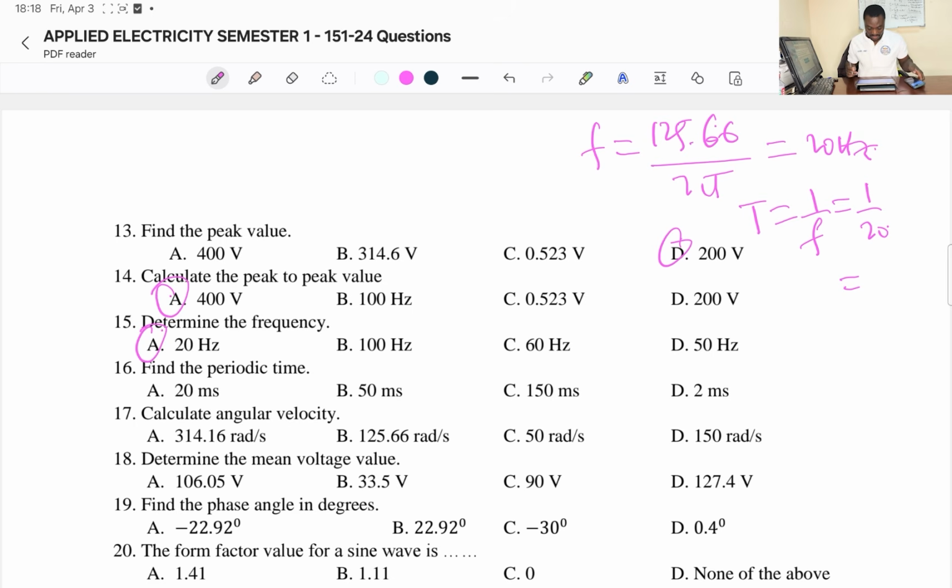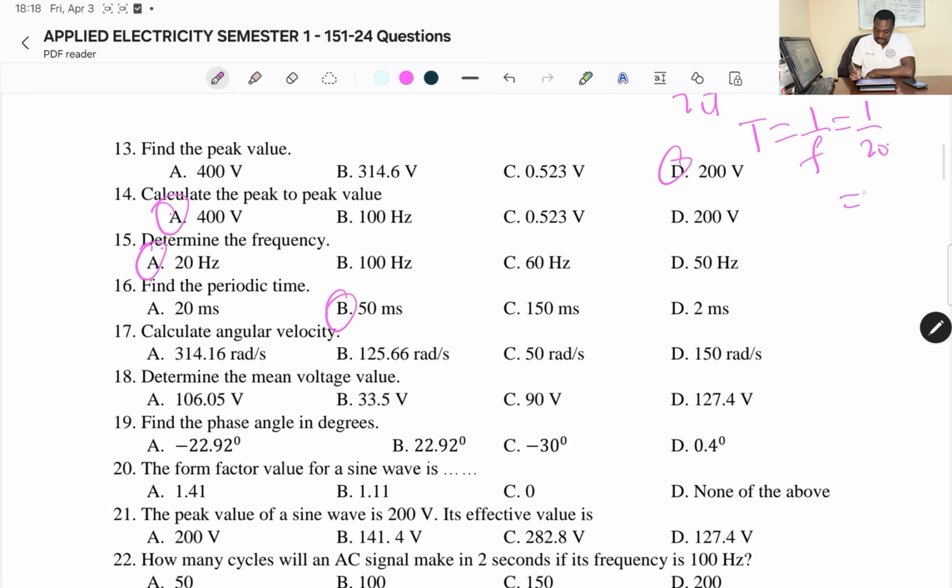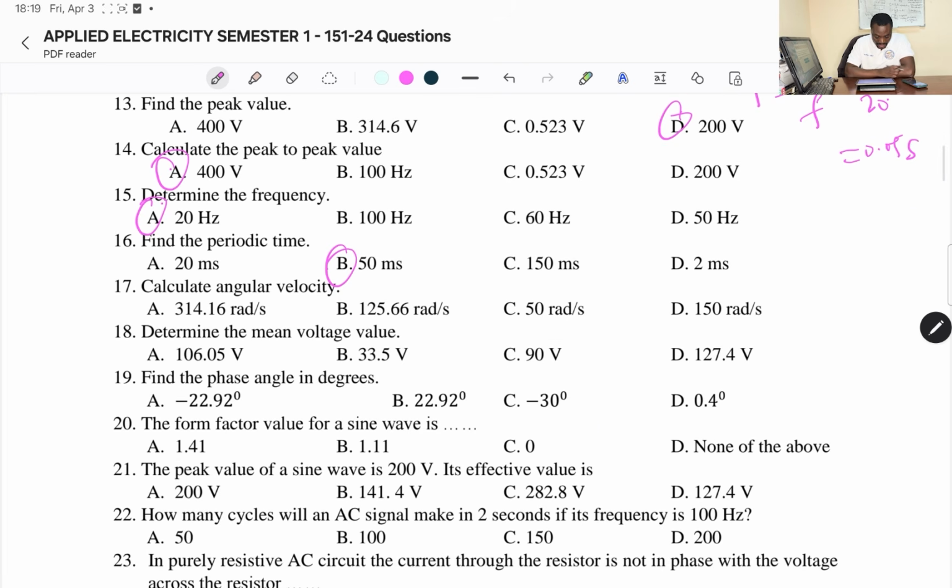That's 0.05, which is what? That will be what? 50 milliseconds. So the answer here is what? B. So here we get 0.05 seconds. That is 50 milliseconds.